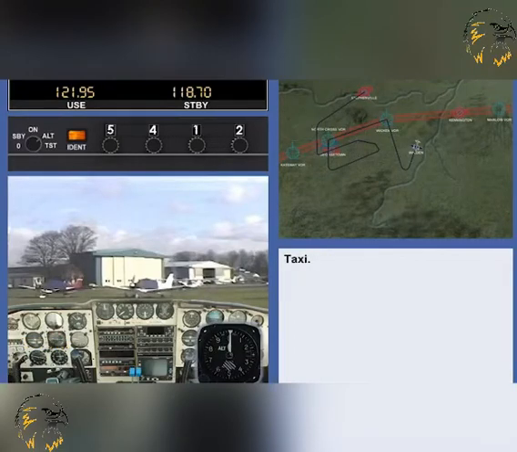You are now ready to taxi. Note that as several minutes have elapsed since you called for start clearance, you must treat the call for taxi clearance as an initial call.